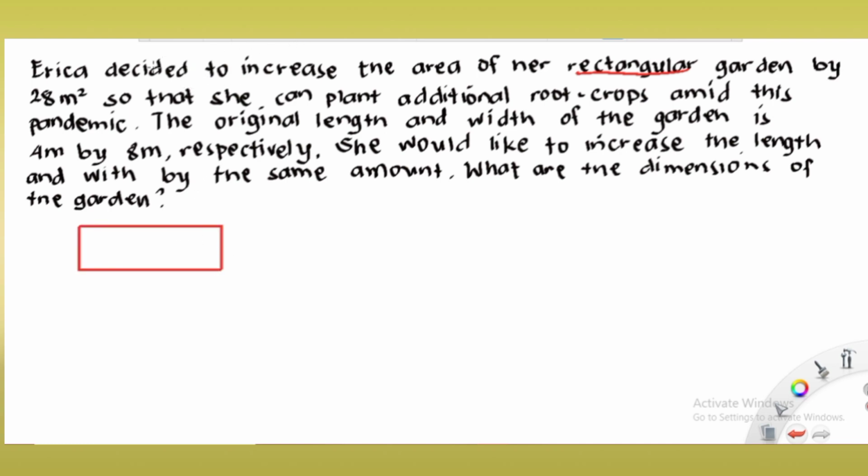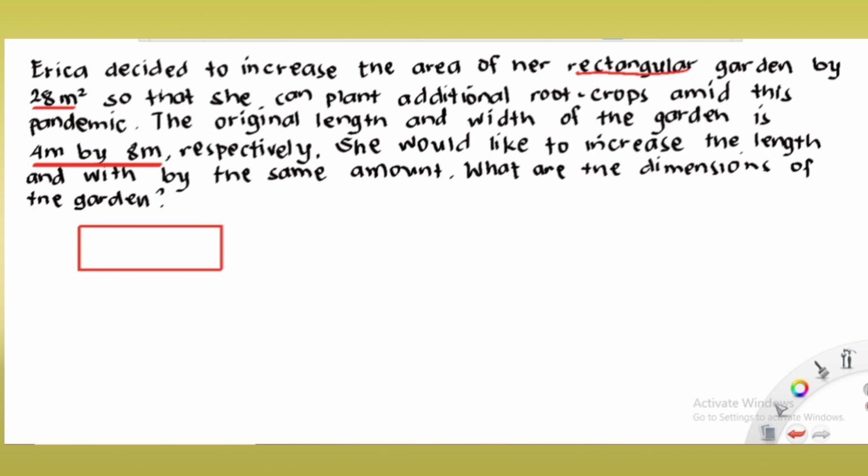And ang sabi, gusto niya raw itong dagdagan pa ng another 28 meters. Okay, dadagdagan niya ng 28 meters squared yung original garden para makapagtanim pa siya ng additional na mga crops. Okay, sa gitna ng pandemic. So, amid pandemic. The original length and width of the garden is, so ito yung kanyang original dimension, 8 meters by 4 meters.